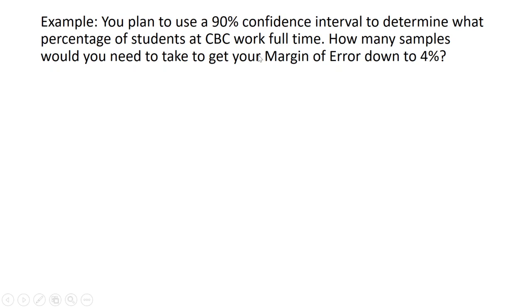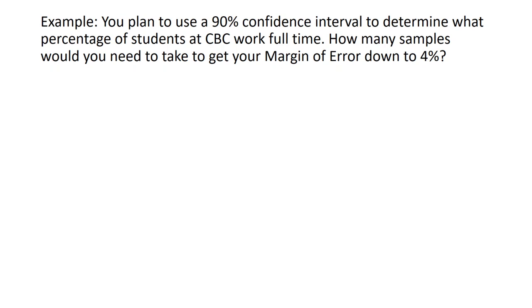Okay. So let's say you're just walking into a question blind. Let's say your job is you're going to go out and use a 90% confidence interval to determine what percentage of students at CVC work full-time. How many samples would you need to take to get your margin of error down to 4%? Let's say that was your goal.